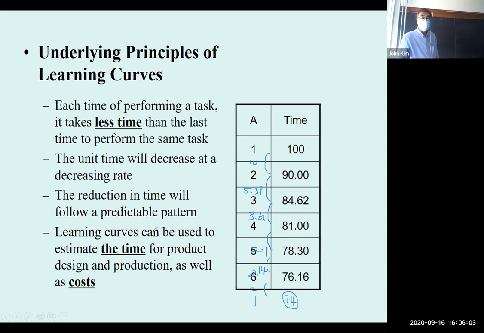And then learning curves can be used to estimate the time for product design and production. We can predict time, and also we can predict cost. These are the learning curve underlying principles. Okay, next.